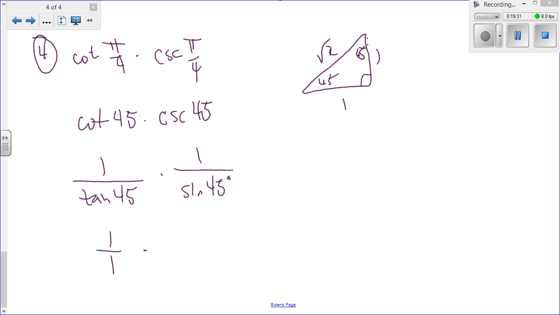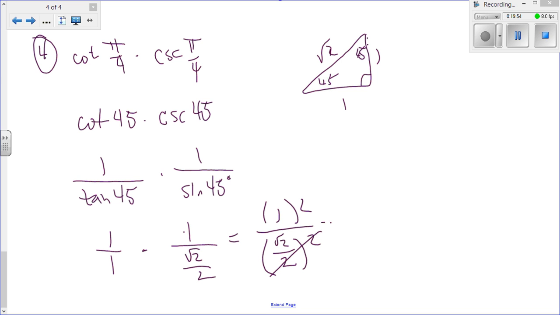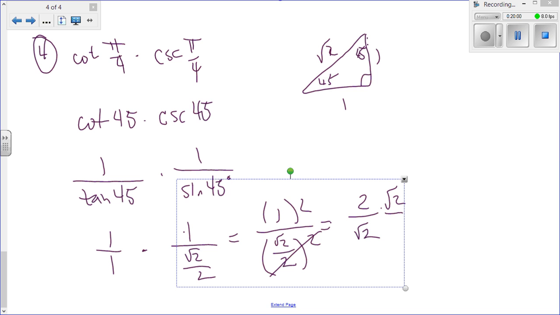So this is 1 over 1 times 1 over, well, the sine of 45 is radical 2 over 2. So we will get 1 over root 2 over 2. My LCD is 2, so multiply top and bottom by 2. So I have 2 over root 2. Get rid of the radical where it doesn't belong. So I have 2 root 2 over 2. So my 2's cancel out. So I'm just left with radical 2.